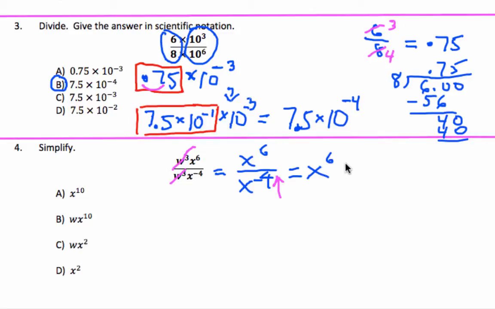So x to the 6th times x to the positive 4th. And now we see we have x times itself 6 times, x times itself 4 times. X is being multiplied by itself 6 plus 4, or 10 times in all. So x to the 10th is the answer. Choice A.